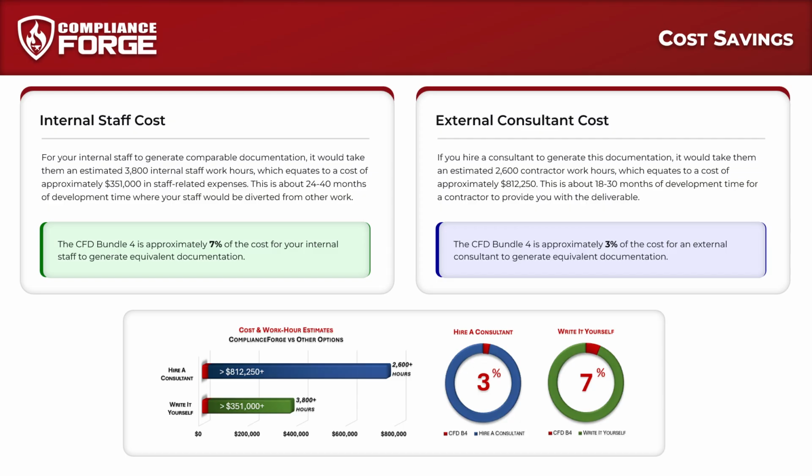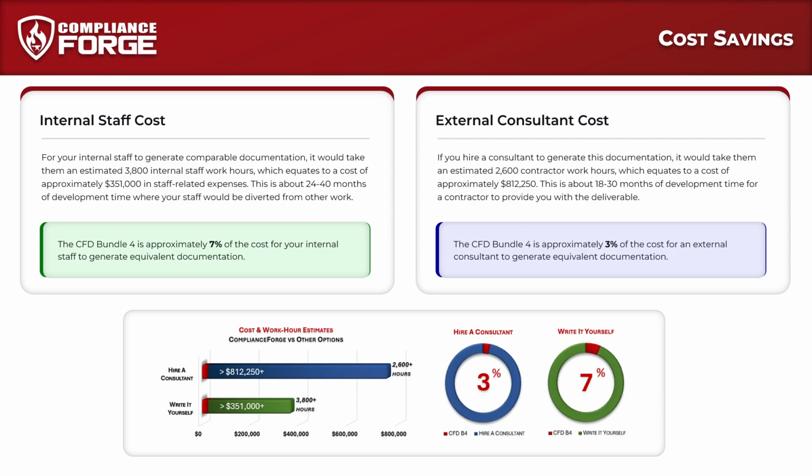If you hire a consultant to generate this documentation, it would take them an estimated 2,600 contractor work hours, which equates to a cost of approximately $812,250. That is about 18 to 30 months of development time for a contractor to provide you with the deliverable.